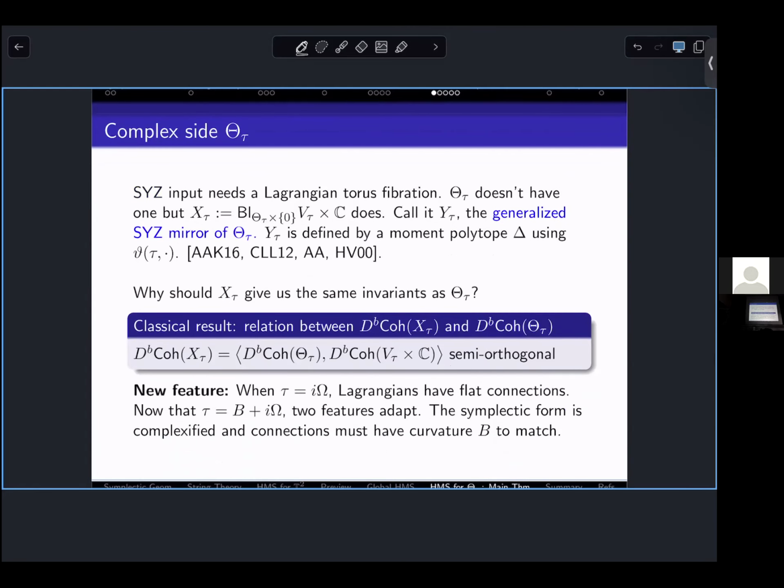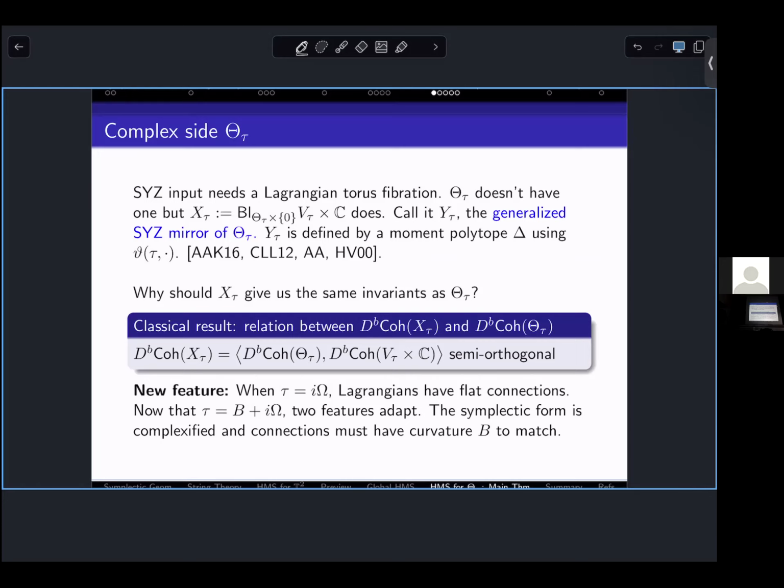All right, so we talked about how to build mirrors. We talked about the torus, we talked about hypersurfaces of the torus, and we talked about global mirror symmetry for those hypersurfaces, just on the structures. I'd like to say a word about DbCoh, what's going on there. What is the generalized SYZ mirror, and why is DbCoh compatible with it? So the SYZ input needed a Lagrangian torus fibration.